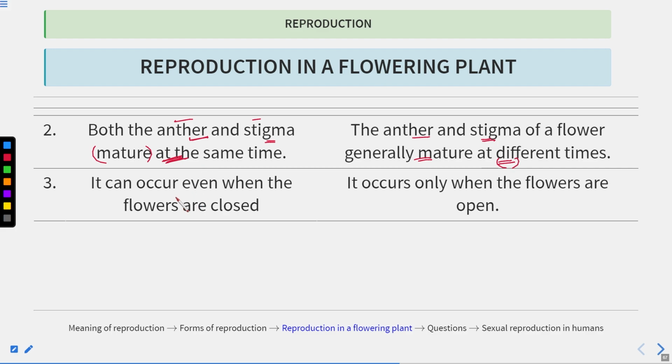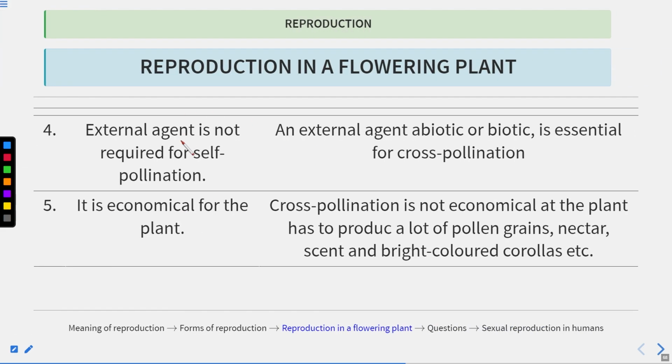Now let's talk about self-pollination. It can occur even when the flowers are closed, so the floral parts are not exposed to the environment. In some plants the flowers remain closed, so self-pollination can take place, and the anther and stigma should mature at the same time. Whereas in plants where the flowers are open, exposed to the external environment, cross-pollination will take place. So in open flowers, cross-pollination, and in closed flowers, self-pollination usually takes place.